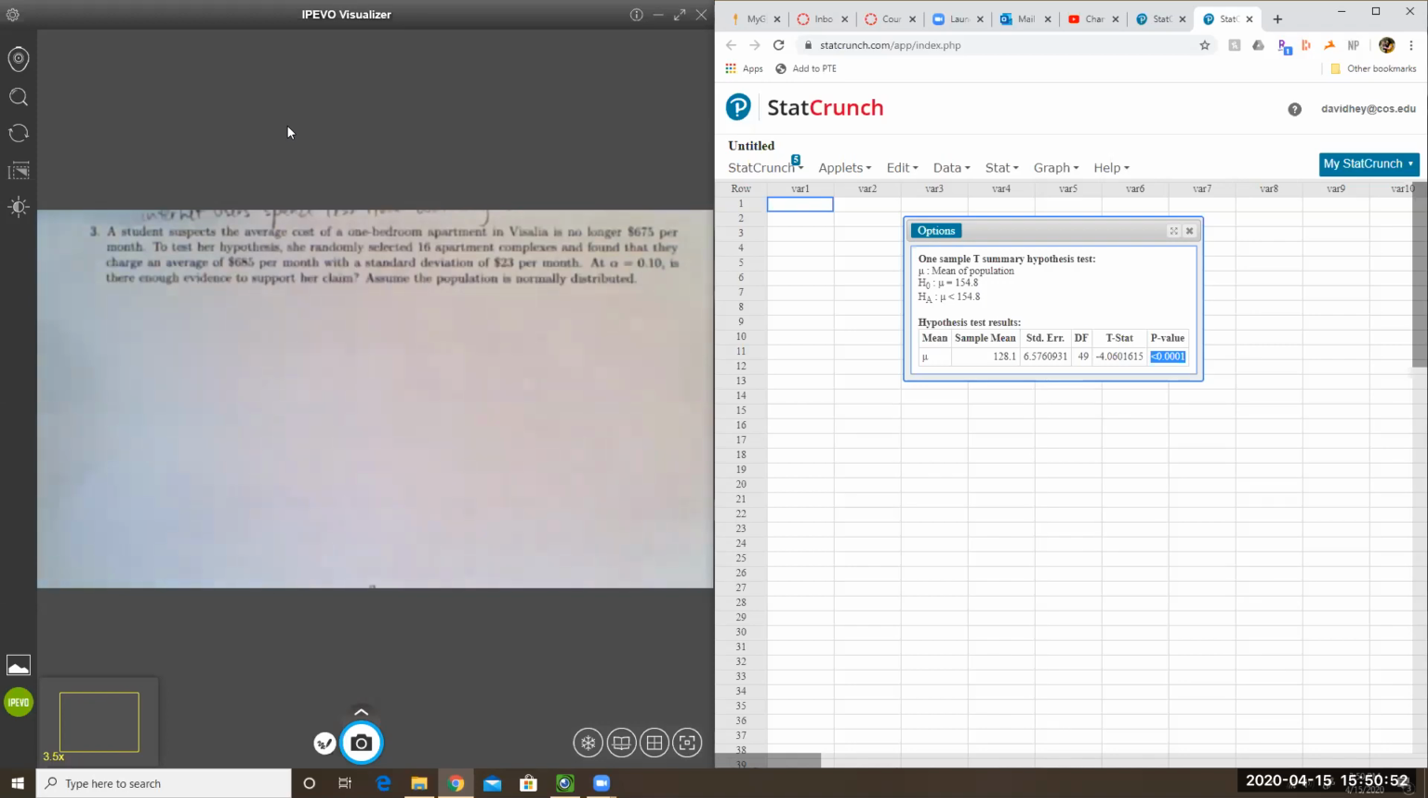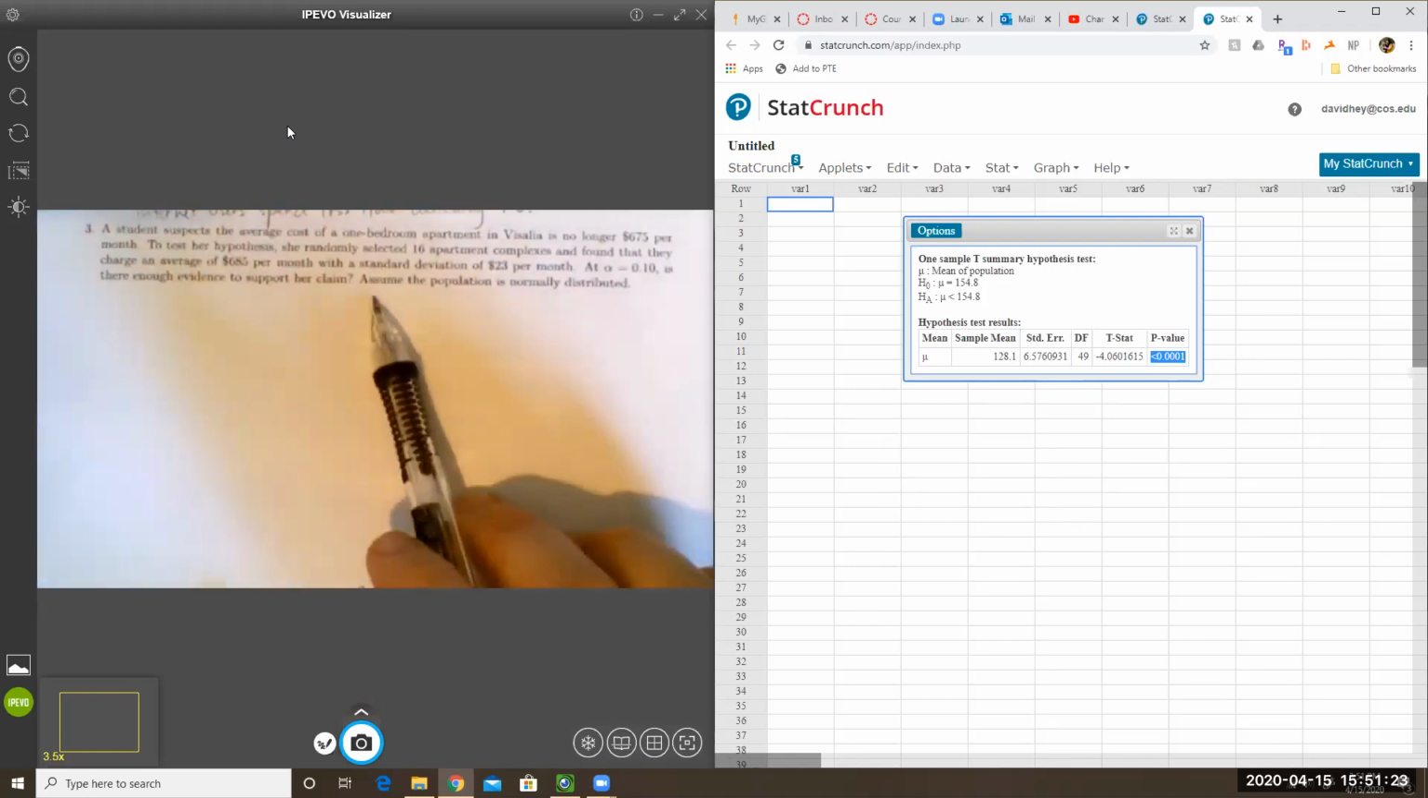Right, so it says, the student suspects the average cost of a one-bedroom apartment in Visalia is no longer $675 per month. To test her hypothesis, she randomly selected 16 apartment complexes and found that they charge an average of $685 per month with a standard deviation of $23 per month. Okay, so that is larger. Is it different enough? We'll see. At the 0.10 level of significance, is there enough evidence to support her claim?